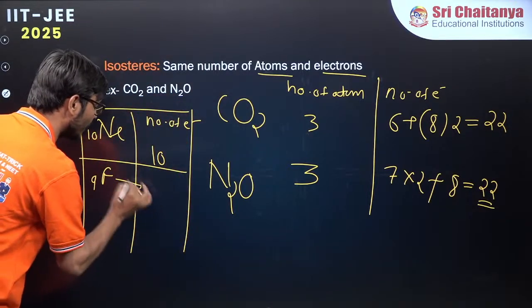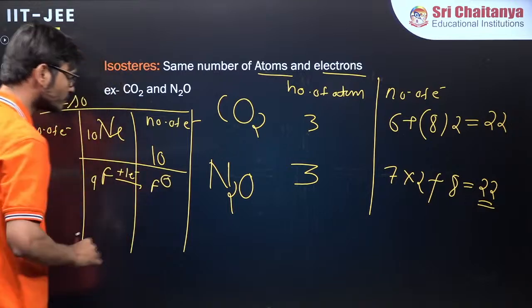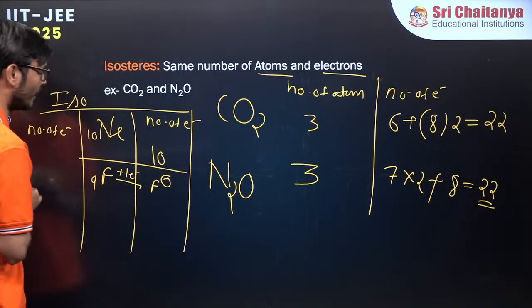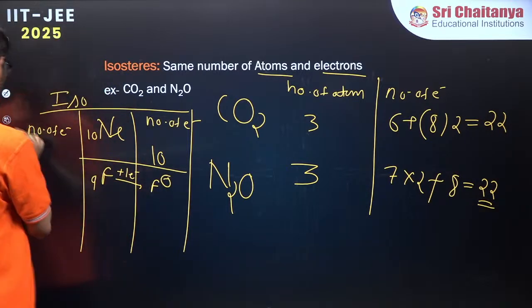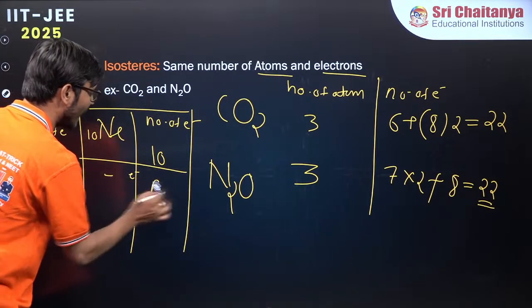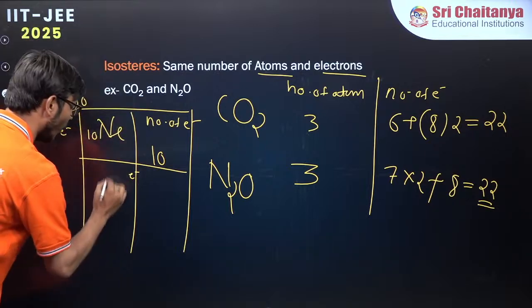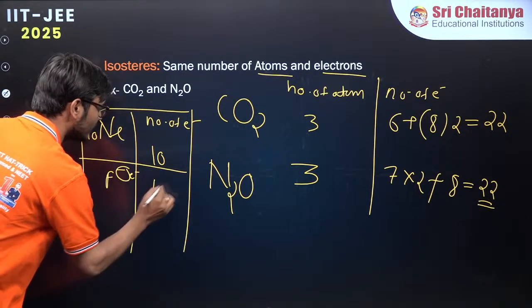If I add one electron, I'm adding one electron, so this will become F minus. Because it has become F minus, it will have again how many electrons? 10 electrons. So I'm directly writing over here, fluoride ion will contain 10 electrons, isn't it? So fluoride ion will contain 10 electrons.